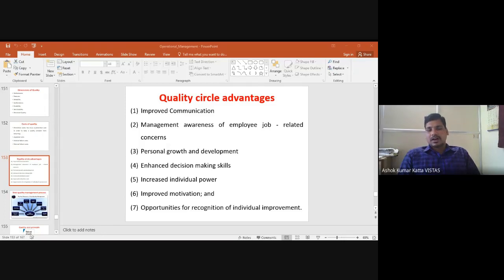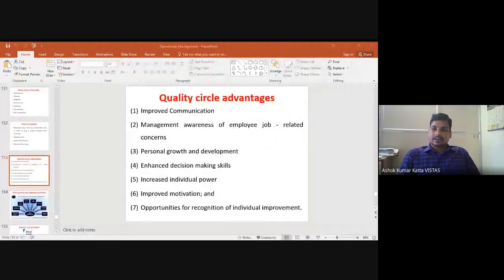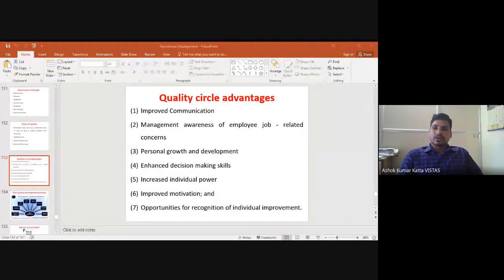Last one, opportunities for recognition of individual improvement. This we already spoke about in point 3. We need to identify employees and their performances, and accordingly we need to improve their efficiency and skills, and provide many more facilities to them, so that they will think, this is my organization and I need to work for the company alone. In future they will be doing many more innovative things.